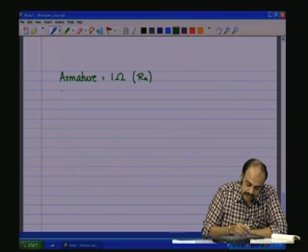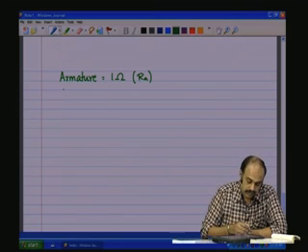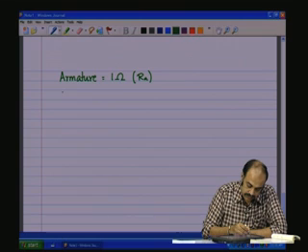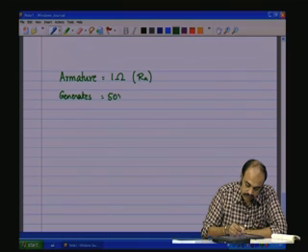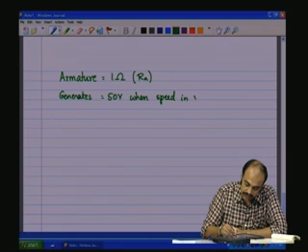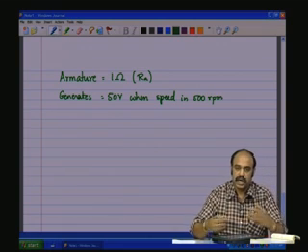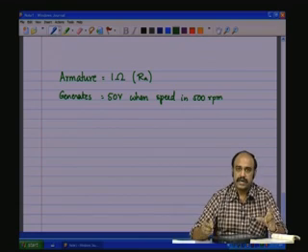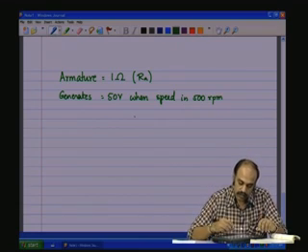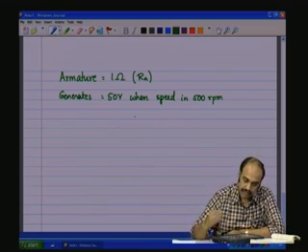And now that machine generates 50 volts when the speed is 500 RPM. What it means is, if the machine is used as a generator, it would at its brushes generate 50 volts when the speed is 500 RPM.